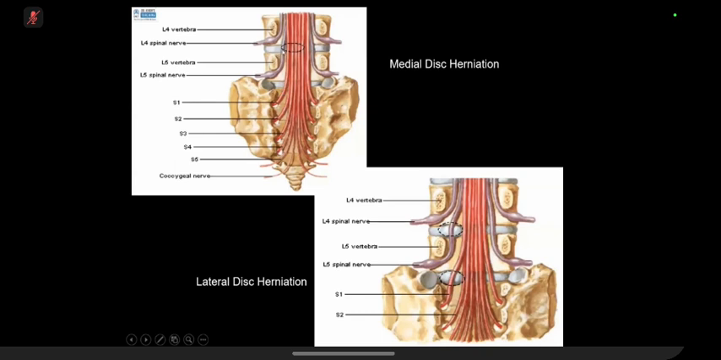Now, the main concept to remember is that this is the pedicle. This is the pedicle level. This is the disc level. This is the pedicle level. This is inferior to the pedicle. So if this is L5, then the nerve root will pass below the pedicle. So this is L4, and the L4 nerve root will pass below the pedicle.